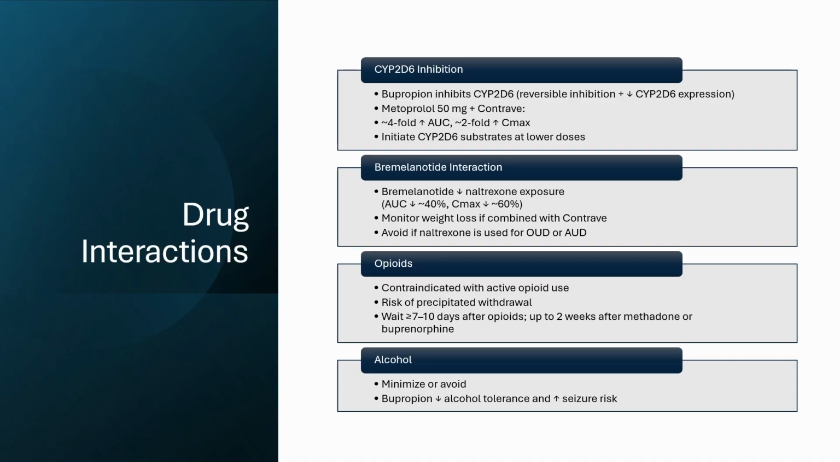But if we were using naltrexone, say for opioid use disorder or alcohol use disorder, then this combination should be avoided. Opioid withdrawal can occur if Contrave is given to a patient currently using opioids, which is why this is a contraindication. At least 7 to 10 days should pass after opioid use before starting Contrave, and up to 2 weeks for opioids which have a longer half-life, such as buprenorphine and methadone.